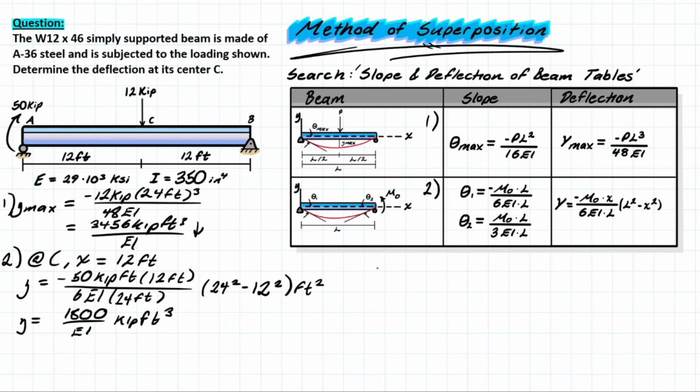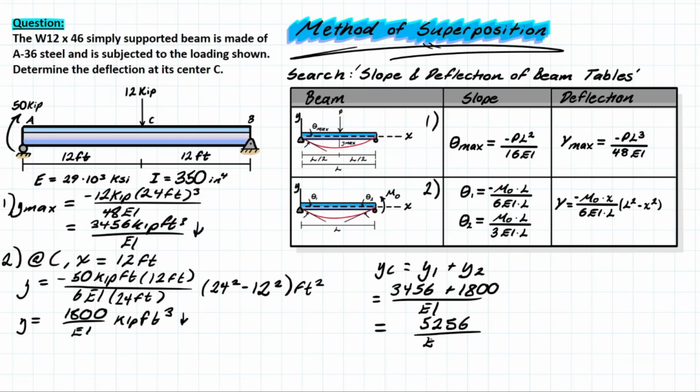And now we just need to go ahead and add these both together. Super simple. So the total deflection at C will equal case 1 deflection plus case 2 deflection, which will give us 3456 plus 1800 over EI. This is downwards, by the way, sorry. Adding those together, we are left with 5256, and that's all over EI, right?